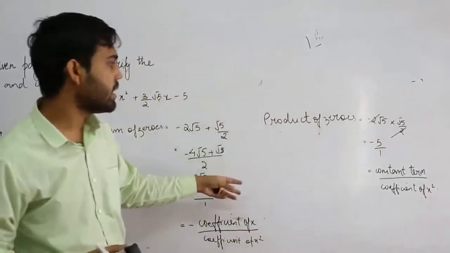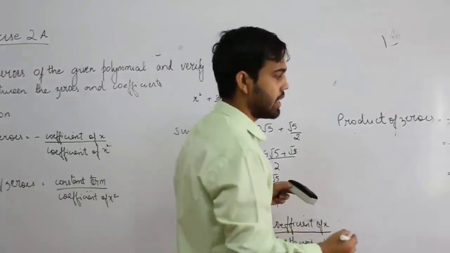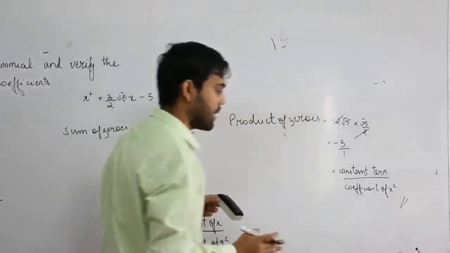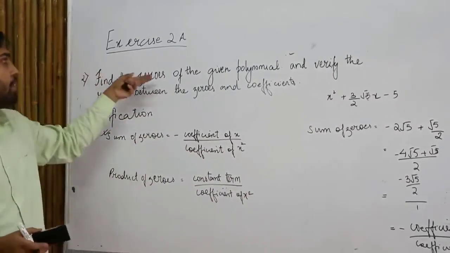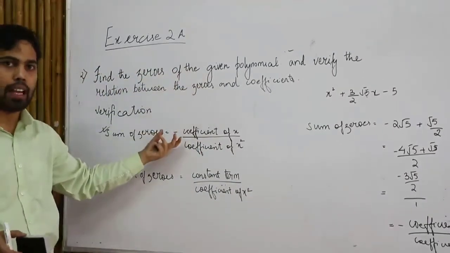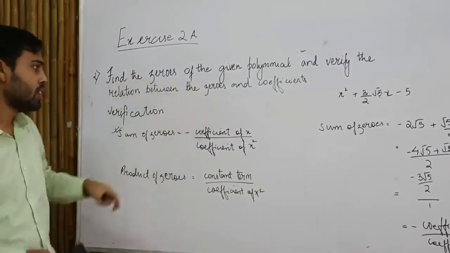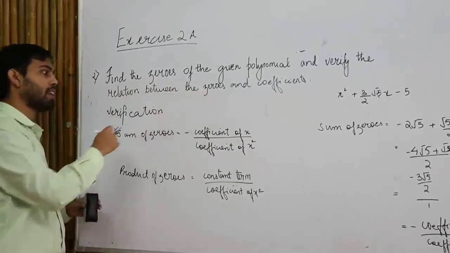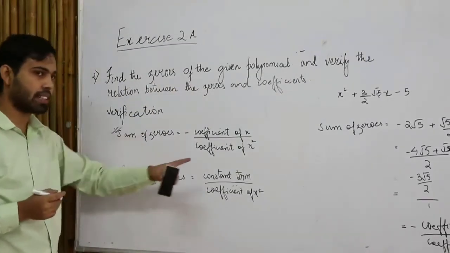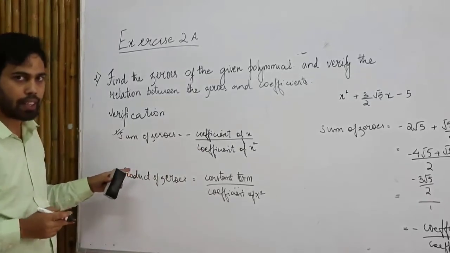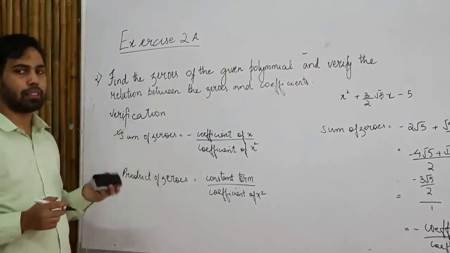Okay, so we see in here that both the conditions are satisfied. So I can hence conclude that it is verified, or my problem is correct. Now, there are questions which ask us to first find the zeros of the polynomial and verify. There may also be questions which just ask you to find the zeros. In those questions, this verification part is not needed. If the question is asking you to verify, you have to do this step. If it is simply asking you to find the zeros, you don't have to do this verification part.